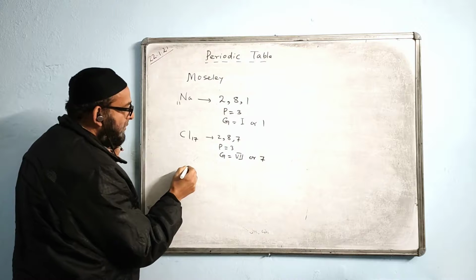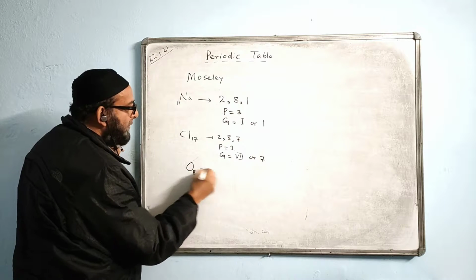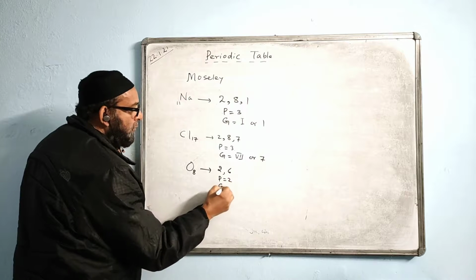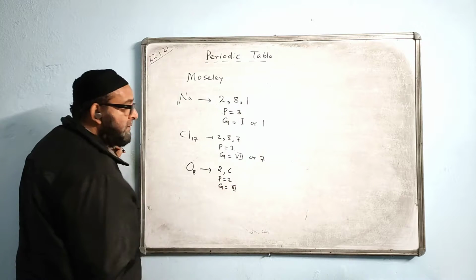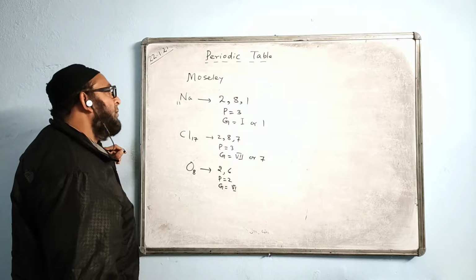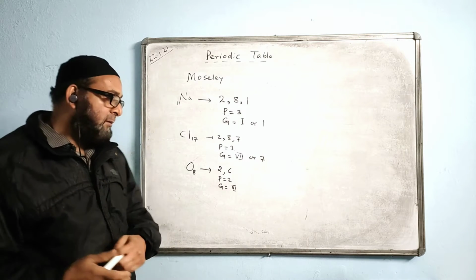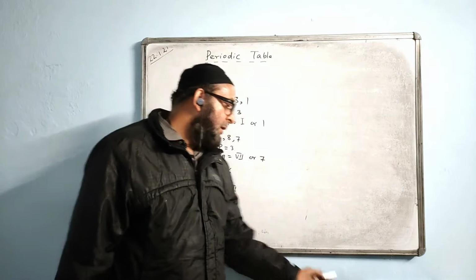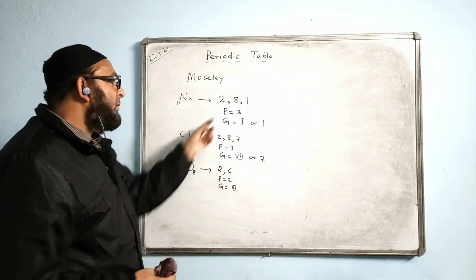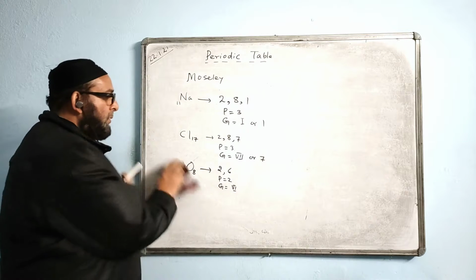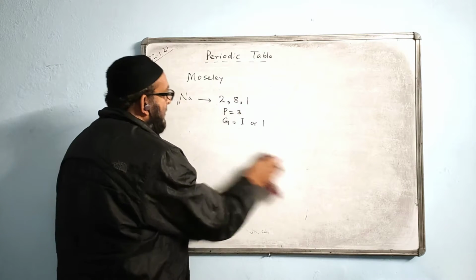Then suppose we have oxygen, 8. What do we write? 2, 6. Then this is period 2, group 6. Like this we write. On this basis we can find the location of an element in the periodic table. The number of shells will be the period. The number of valence electrons will be the group.